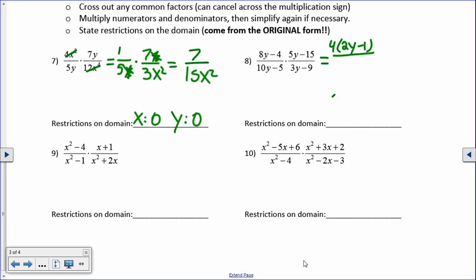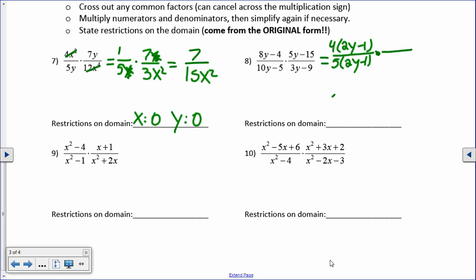Okay, let's go to the bottom. How can I factor this? GCF again, what's the GCF? 5. So if I pull out a 5, I get 2y minus 1 again. Don't cross out until the end. Be a little bit patient. Alright, go to the next fraction. How can I factor the numerator of that?